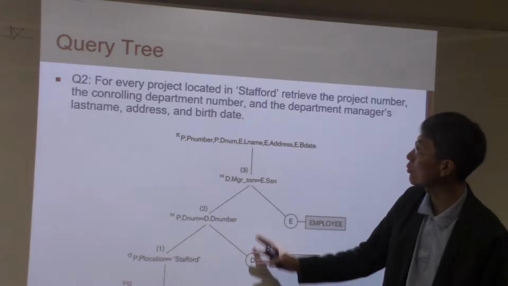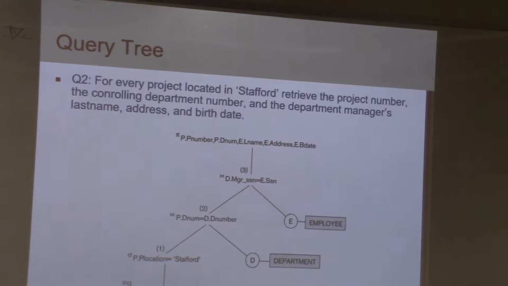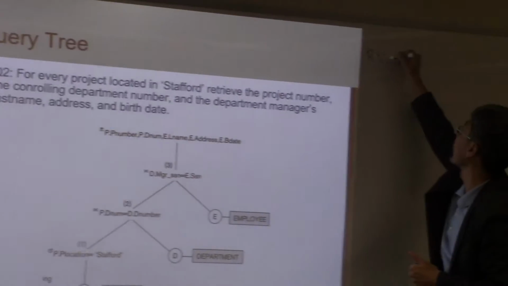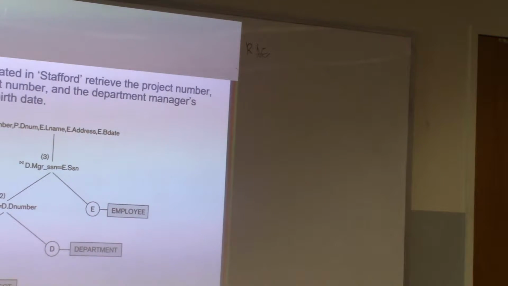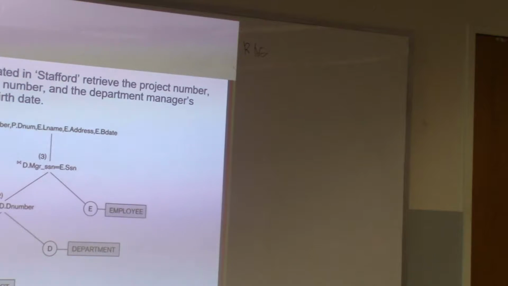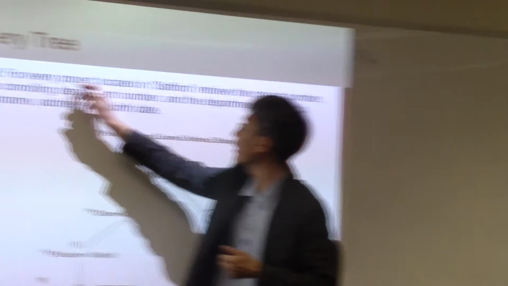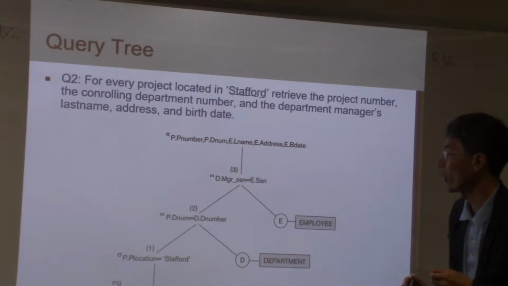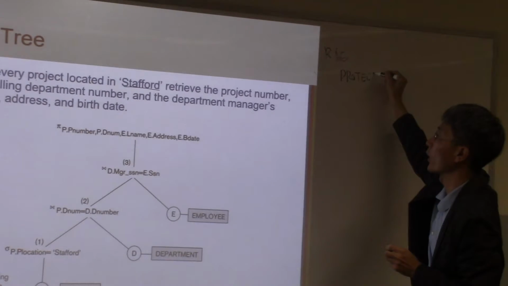Okay. For example, in this case, we'd like to implement this query: for every project located in Stafford, retrieve the project number, the controlling department number, and the department manager's last name. So first, why don't we make the relational algebra expression here? What table, what relation do we need to access in this query? So, project location, Stafford, right? So where can you get such data? Project table. So we need to access the project. And what else?